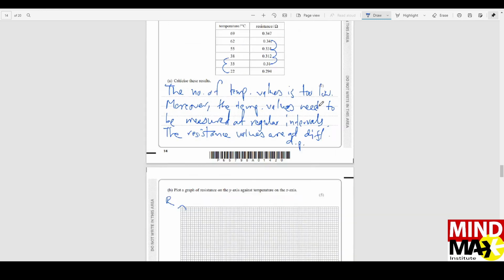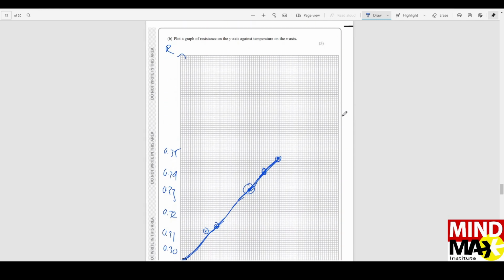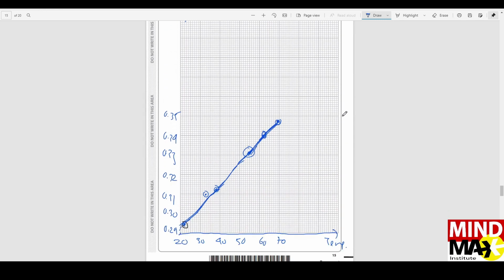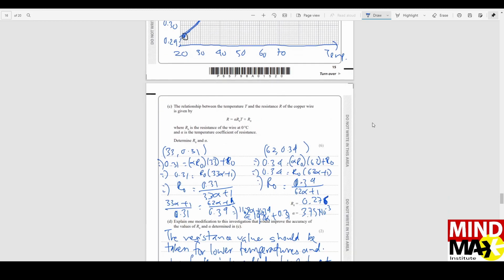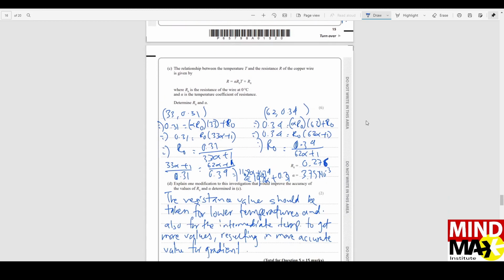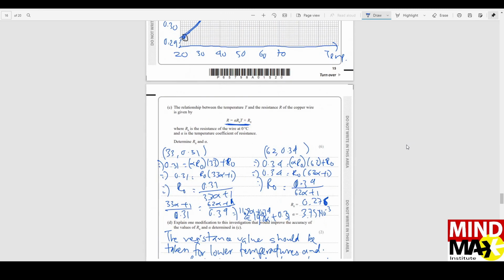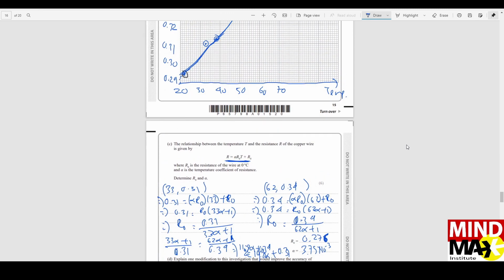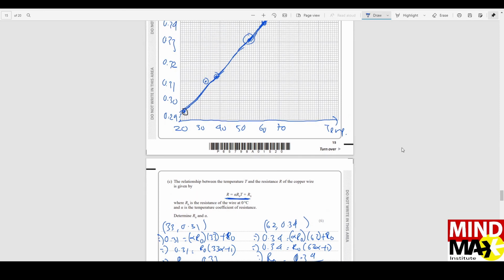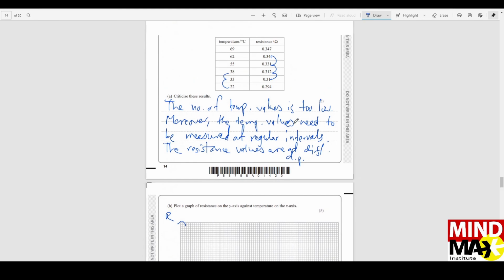Then using these values, we drew a graph of a line of best fit. And again, line of best fit means you have to make sure that the line passes through as many points as possible, right? Then this is the next part of the question. In here, they are telling us to find the value of alpha and R naught. So in this question, you are allowed to use 2 things. You can either use 2 sets of values, because here you have to find 2 unknowns, and whenever we have to find 2 unknowns in mathematics, we take 2 sets of values. So I took 2 sets of values from the graph.